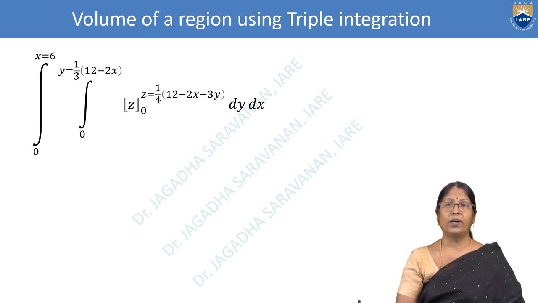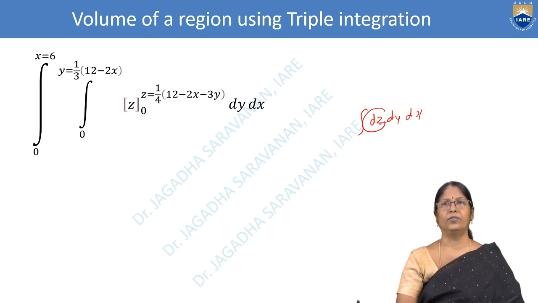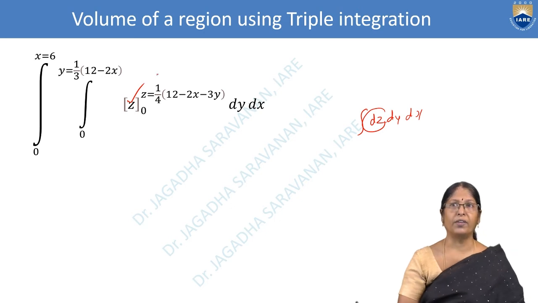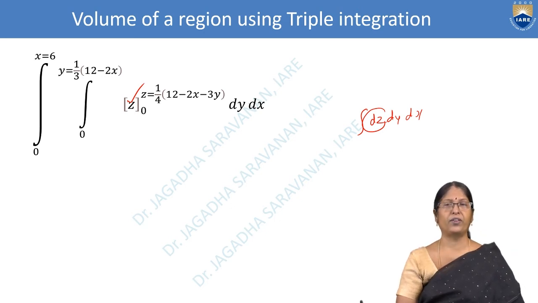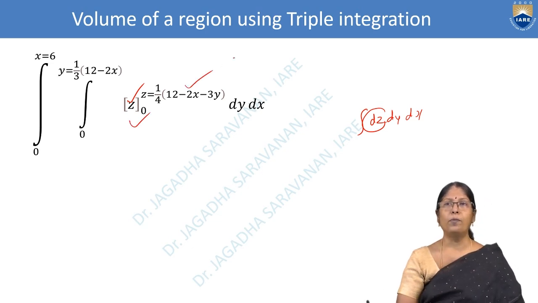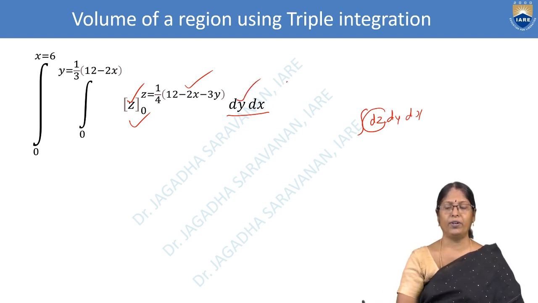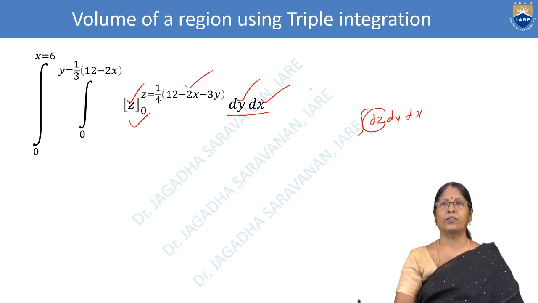Now, the innermost integration, that is integral dz dy dx. So the integral dz is nothing but z. So we have written here, the z is there. We integrated the innermost. So the limits are from 0 to 1 by 4 of 12 minus 2x minus 3y, dy dx. Our dy is the middle integration. The final is x for the outermost integration.